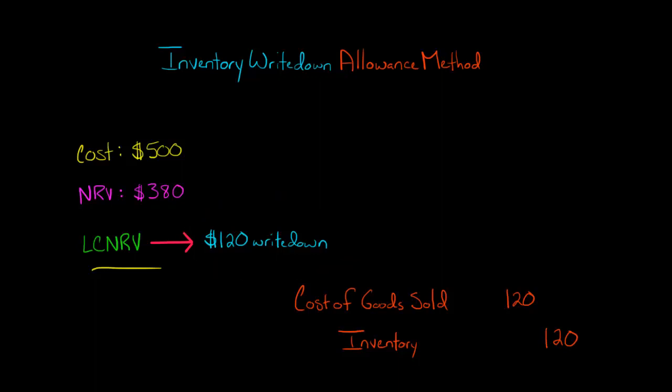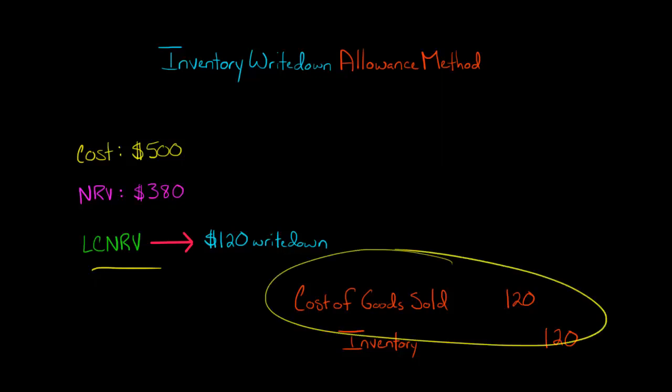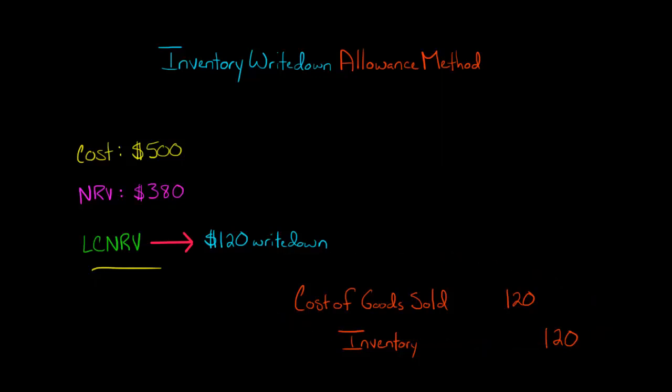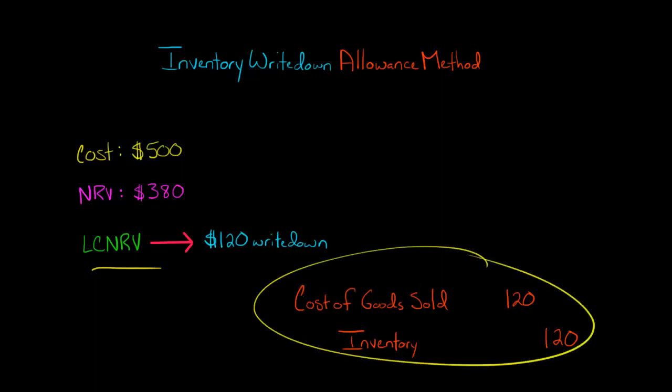Now, I've talked about in another video, there's a couple ways you can account for that. One way is to debit cost of goods sold and then credit inventory. Another way is instead of debiting cost of goods sold, debit something like loss on decline in value of inventory and then credit inventory. I don't want to get into that here. Let's just stick with a simple one. We debit COGS and we credit inventory.